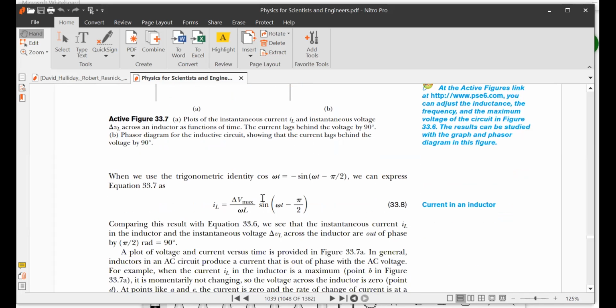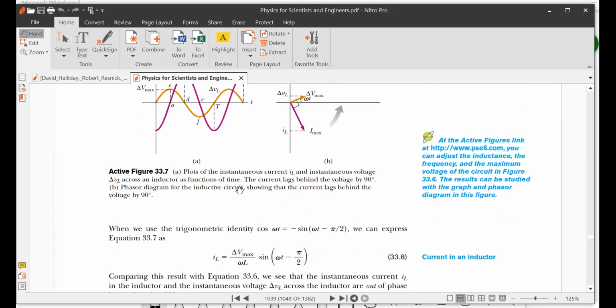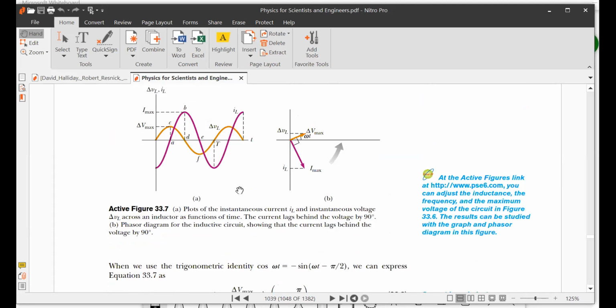Jadi istilahnya kita udah nyampe, orang belum. Yang orangnya itu yang tertinggal. Kita lebih dulu gitu. Nah, jadi rumusannya IL yang mengalir pada induktor itu seperti ini. Maksimum delta V maksimum dari omega L sin (omega t kurang π per 2). Kemudian kalau yang gambar fasornya seperti ini, tegak lurus kan antara delta V dengan IL.